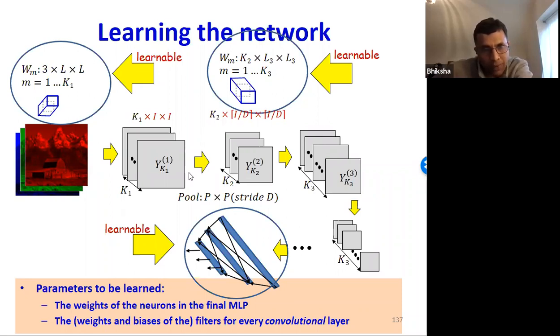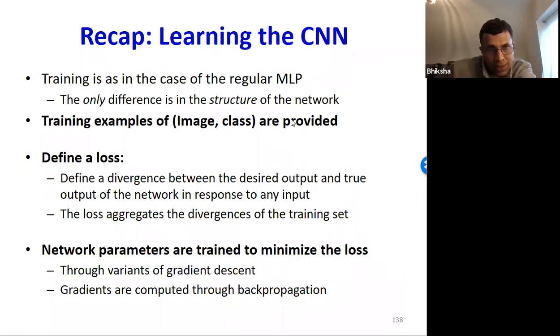So we're going to be given training examples, and we're going to be defining a loss, which is the aggregate divergence between the actual and desired outputs of the net. Typically, we'll use KL divergence. And the network parameters are trained to minimize this loss using gradient descent. And the gradients are computed using backprop. Everything is just as before.